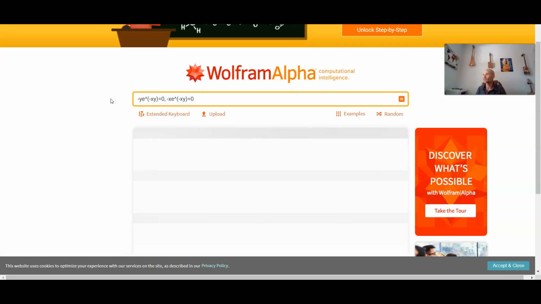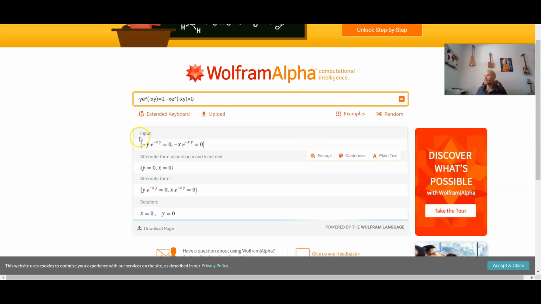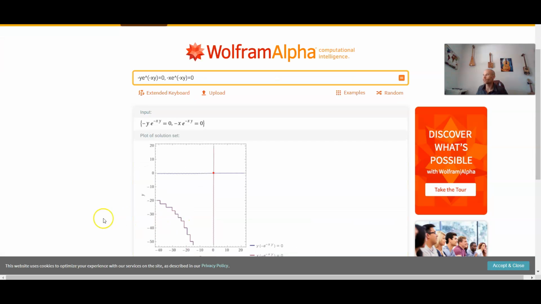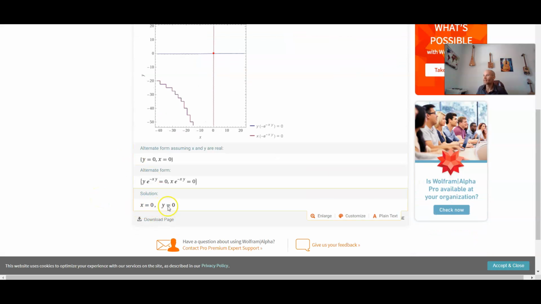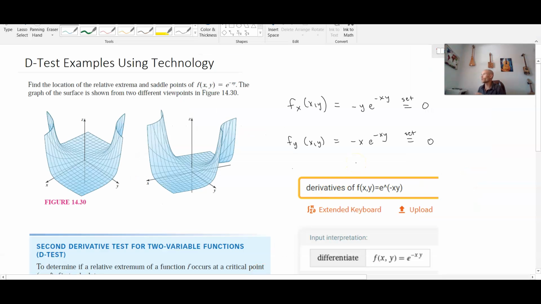As we do this, you'll see that it interprets your input as the set of two equations. That's what the two brackets mean on the end there. And it shows us what the solution is. It's going to give you a bunch of weird stuff which you can ignore. But down at the bottom it gives us the solution. That's the critical point, 0, 0. So we get the critical point from Wolfram Alpha, the ordered pair xy equals 0, 0.